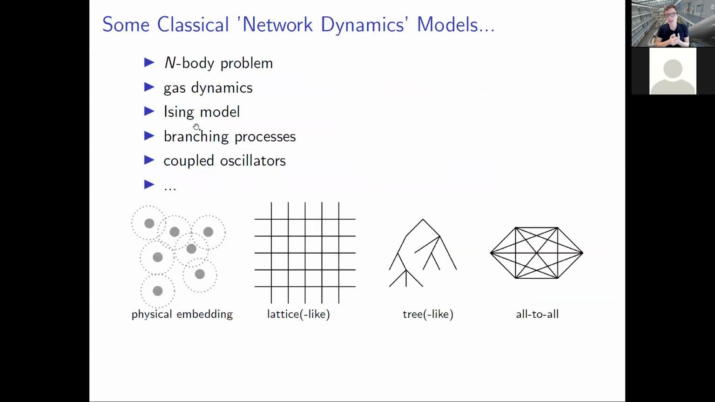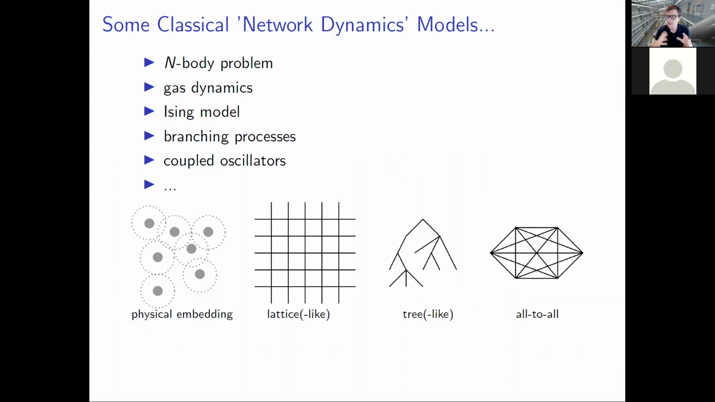So then you would argue, well, there are many classical network dynamics models already. Why don't we rely on these? Yeah. For example, in principle, the n-body problem from classical celestial mechanics is a network problem. There are bodies that are linked by gravitational forces. Gas dynamics is a network problem. The classical Ising model in magnetization, classical branching processes are effectively processes that run on a tree. Classical coupled oscillators like mechanical pendula. These are all processes which have some underlying properties that are, how to say, simplifying the whole analysis.